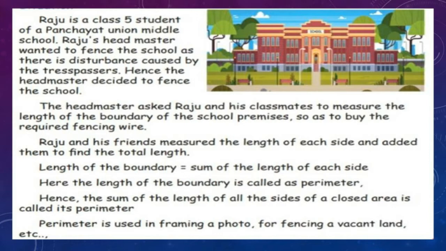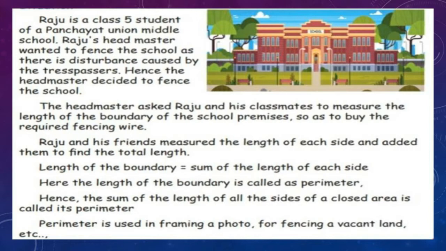That means the length of the boundary is called the perimeter. The whole thing, the full boundary of the school, is also called the perimeter. That is, the length of the boundary is called the perimeter.